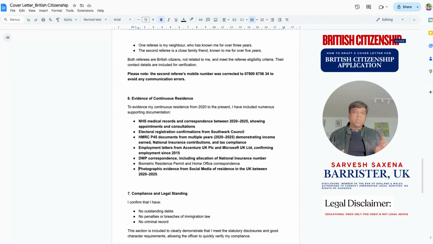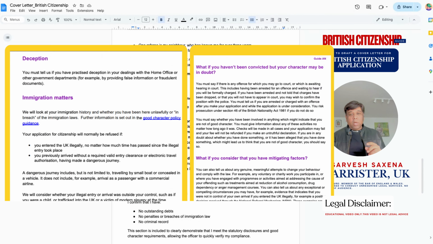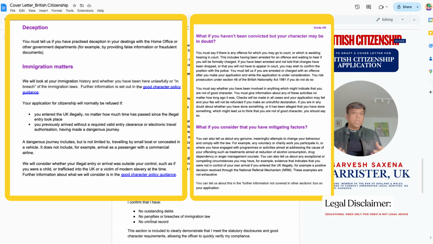Okay. Now, final, you made some statutory declarations that you do not have a criminal record, you're not associated with any terrorist organization, war crimes, you've not worked in paid or unpaid capacity for any non-UK government, and you've got no breaches in immigration law before, no outstanding debts, and you meet the good character requirements.